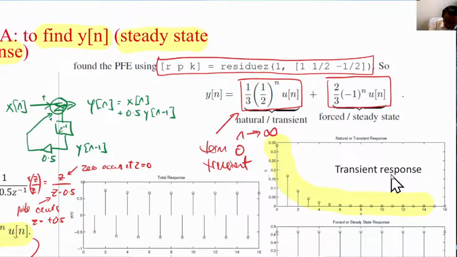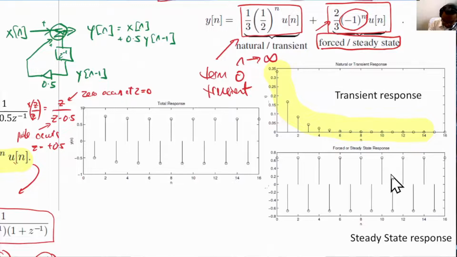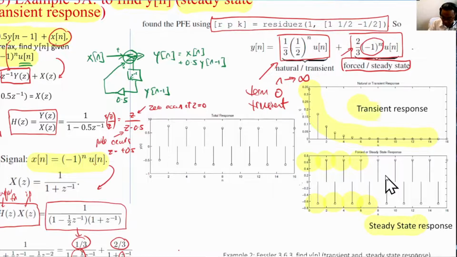The other one is called the forced or the steady state response. Notice that this is exactly minus 1 to the power of n, the input. The only thing changed is the scale. So the input actually is scaled by 2/3 when passed through the system. So if we plot 2/3, you see it is always the same value and is alternating. So this is the forced response. Now the sum of the transient and the steady state response becomes the total response over here.